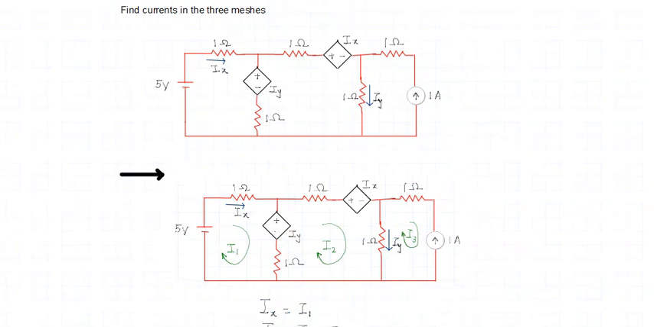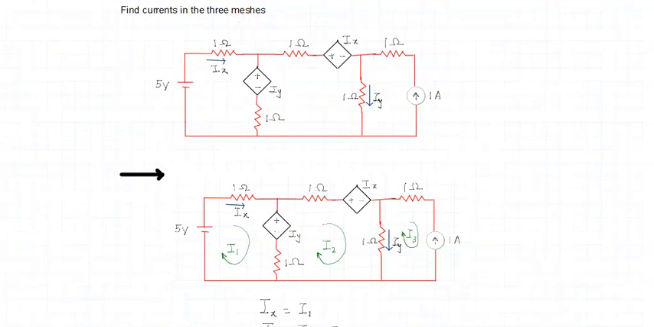Now the question says, find the currents in the three meshes. They have not mentioned the currents. The question says, find the currents in the three meshes. So this is a new network given to us and we have been asked to find the currents in the three meshes. So what is the very first thing that we do?